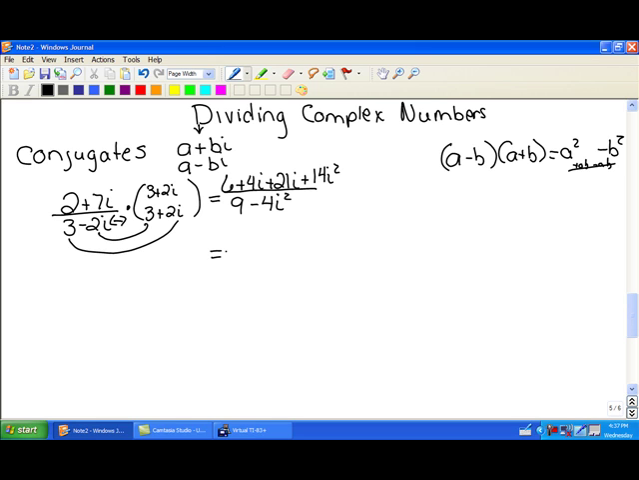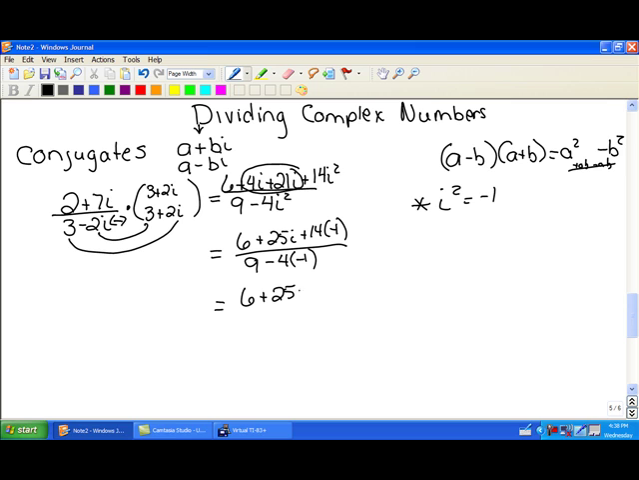Now we want to clean up. We want to combine the middle terms. Well, the middle terms on the top will combine for a positive 25i. We're going to replace the i squared with the value of negative 1. So plus 14 times a negative 1, which would be the same thing as minus 14. We'll do the same on the bottom with the i squared. Instead of 9 minus 4i squared, we're going to have 9 minus 4 times negative 1. The top, or the numerator, will be 6 plus 25i minus 14. The denominator will be 9 plus 4.